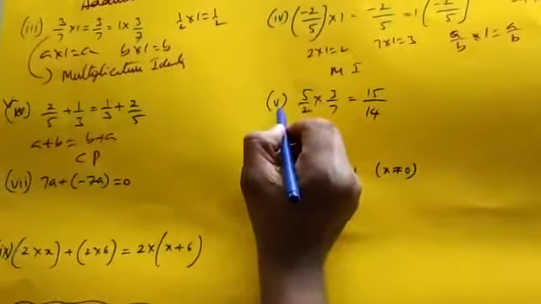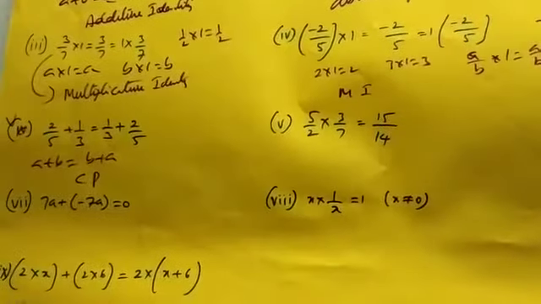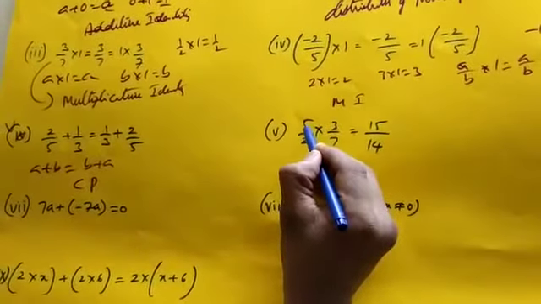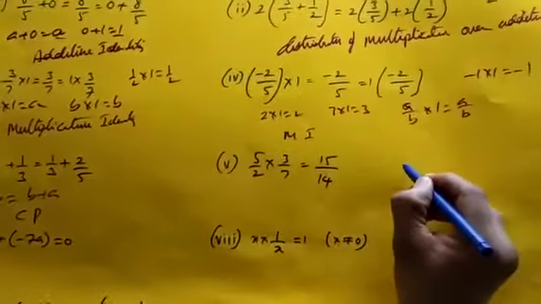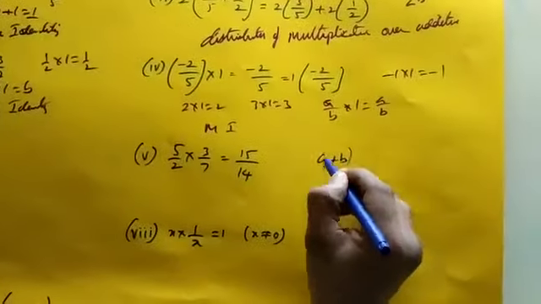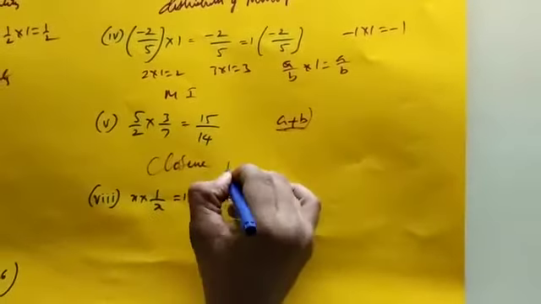At the same time, 5 by 2 into 3 by 7 is equal to 15 by 14. What is 15? Five threes are 15, two sevens are 14. That is the closure property. Closure property, a plus b, closure property.